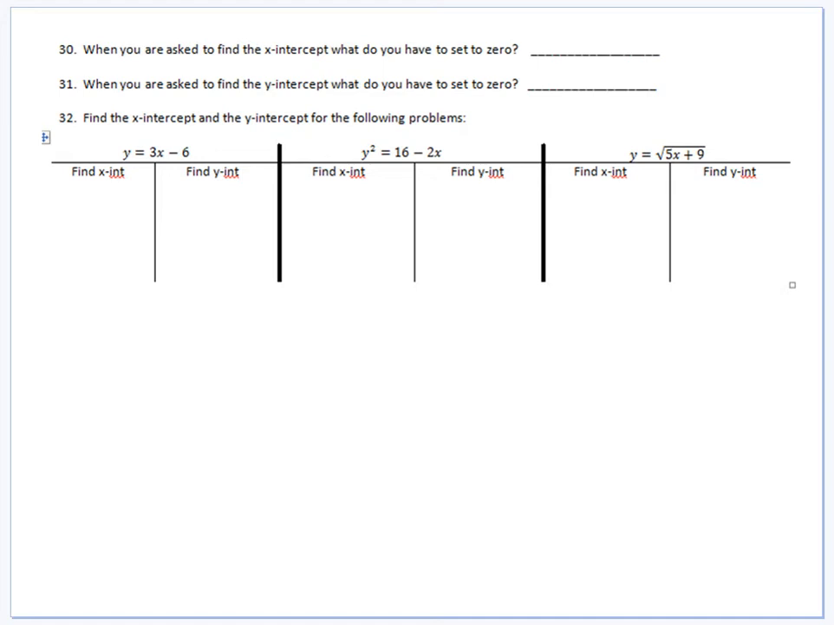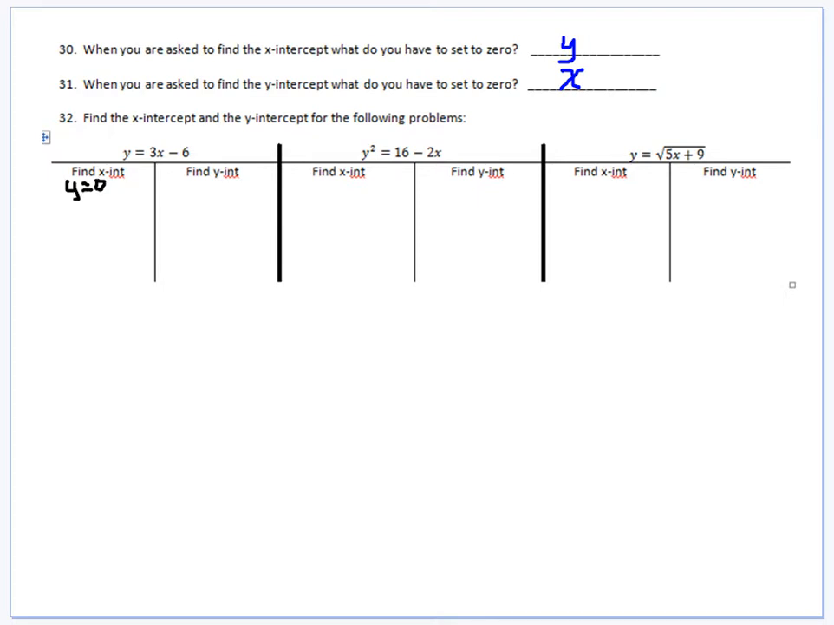Number 30, when you're asked to find the x-intercept, what do you set to 0? You set y equal to 0. When you have to find the y-intercept, you set x equal to 0. So let's do that. Right here, the x-intercept means we're going to let y equal 0.